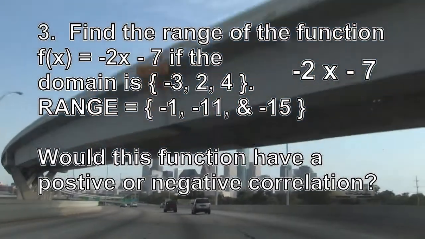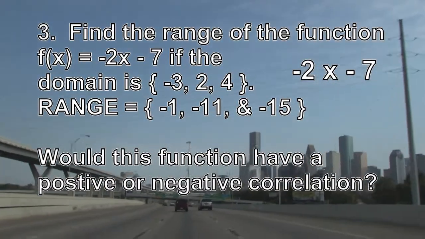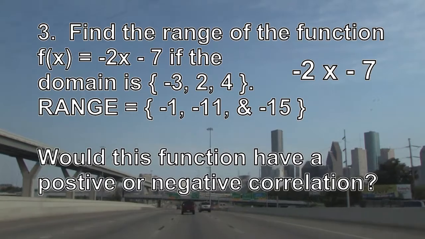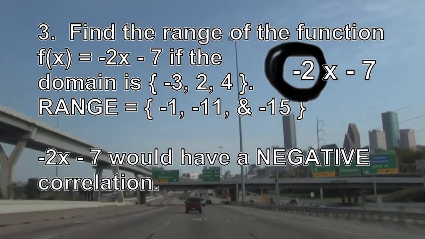You can also remember that the coefficient of your x term will also tell you what correlation you have. Since the coefficient is negative 2, you would have a negative correlation.